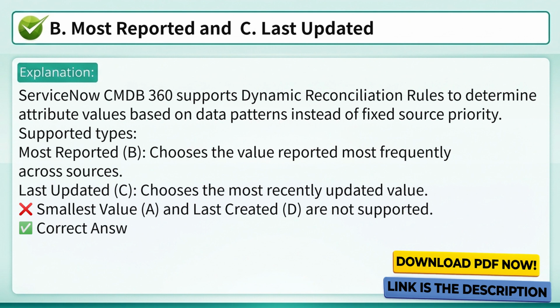Explanation: ServiceNow CMDB 360 supports dynamic reconciliation rules to determine attribute values based on data patterns instead of fixed source priority. Supported types: B. Most reported chooses the value reported most frequently across sources. C. Last updated chooses the most recently updated value. A. Smallest value and D. Last created are not supported. Correct answers: B. Most reported, C. Last updated.